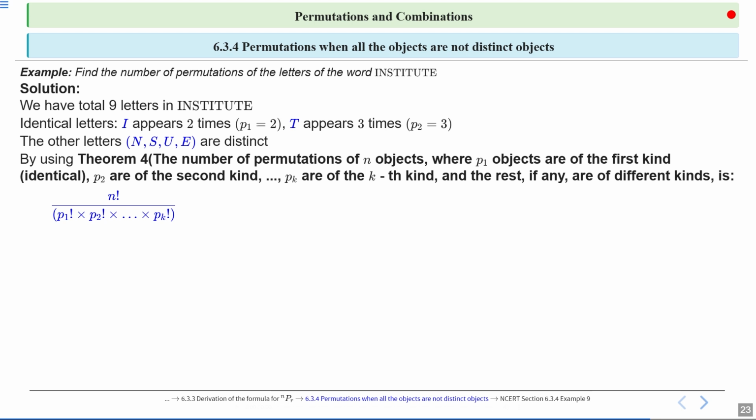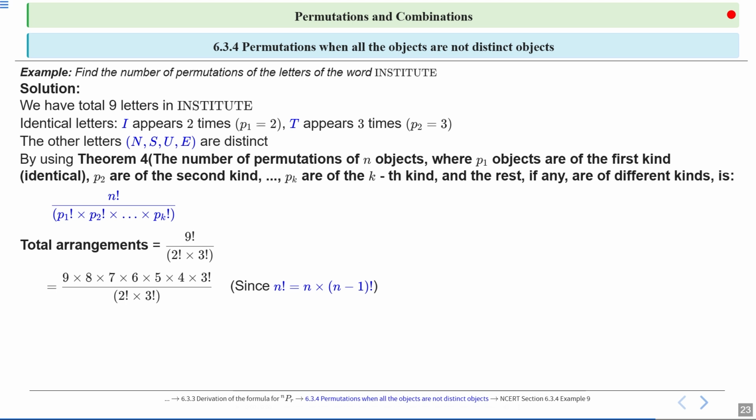So by using theorem 4, the theorem 4 tells us the number of permutations of n objects where P1 objects are of the first kind, P2 are of the second kind, and dot dot Pk are of the kth kind, and the rest of the given objects are of different kinds, then the number of permutations is n factorial upon P1 factorial into P2 factorial dot dot dot Pk factorial. The total arrangement for the given word institute is 9 factorial upon 2 factorial into 3 factorial.